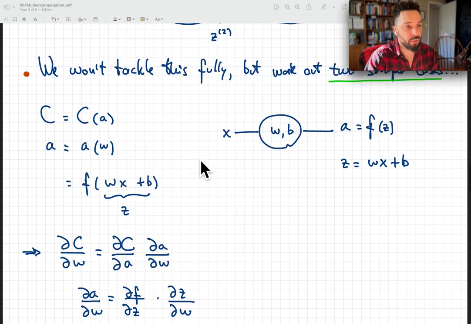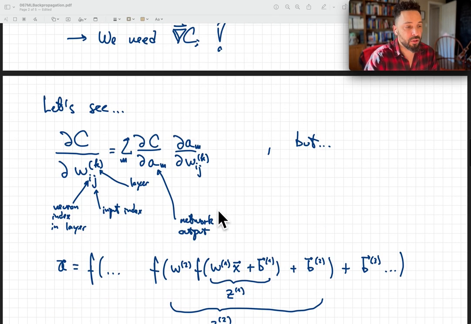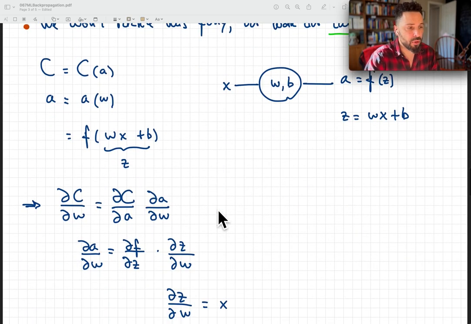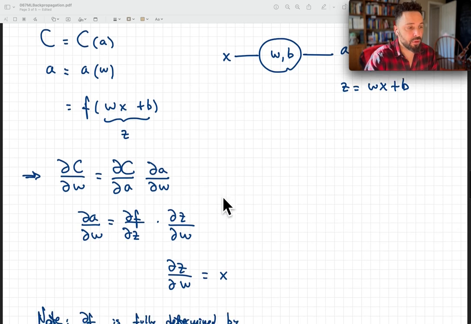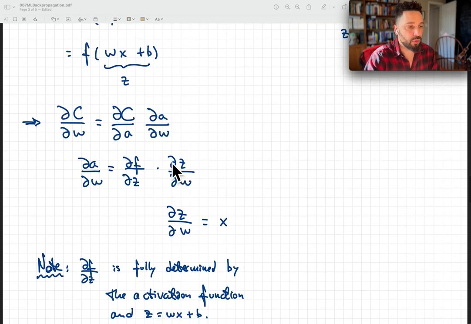If you want to use something as simple as the quadratic form given here, then basically the dependence of C on a is just quadratic, and so we all know how to take that derivative dC/da. Now da/dw will depend on how a depends on w, and so that's given by the activation function df/dz. And then finally we get dz/dw, which in this case, where you have just a single neuron, is just x. Okay, and that's all there is.